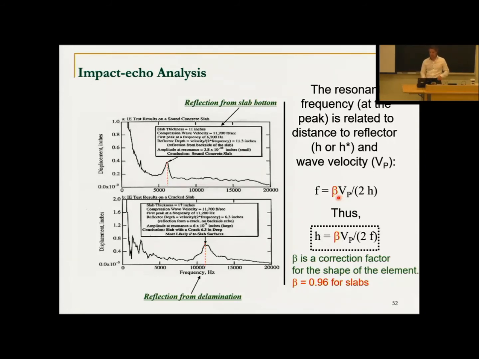So in the case of a thin element, a slab with one dimension small and other two dimensions large, a good approximation for this beta for most materials is 0.96. But for a shorter slab or a different geometry, the beta is no longer valid, right? It is a correction factor. But what I want you to remember is that we have an inverse relationship between frequency and the depth to the defect.